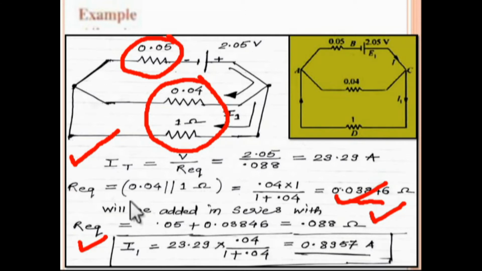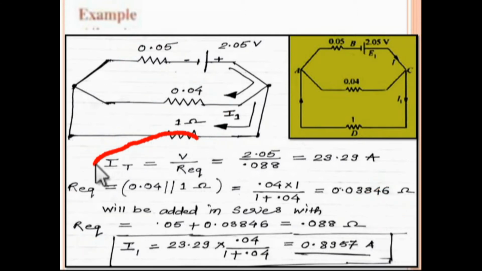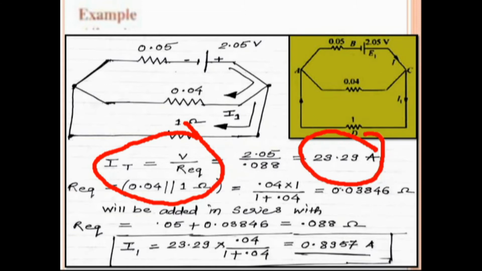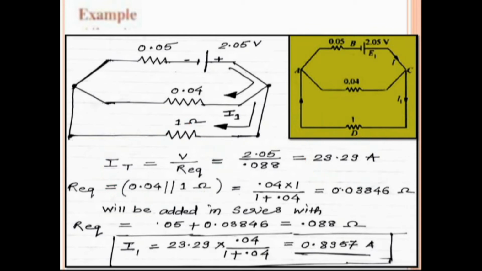And so the total current you can find out from the above formula. This is the formula of total current. You have found R equivalent already, and V is 2.05 divided by R equivalent. So you will get total current 23.29 ampere. You will have the total current. Now this current will be divided.